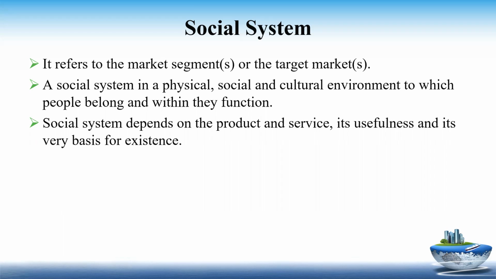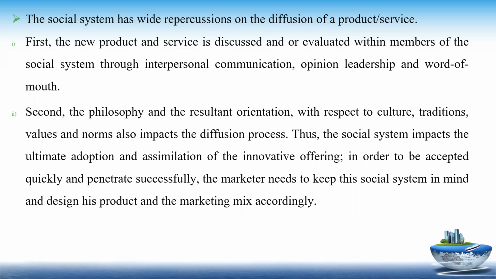So for a new product, the social system might include the recipient of the community. So social system is simply the target segment we are targeting. The social system has wide repercussions on the diffusion of a product or service.